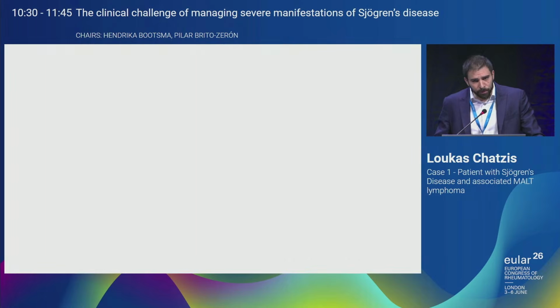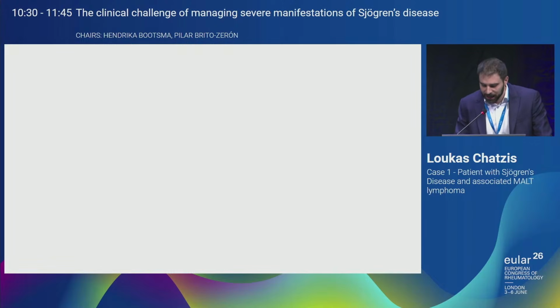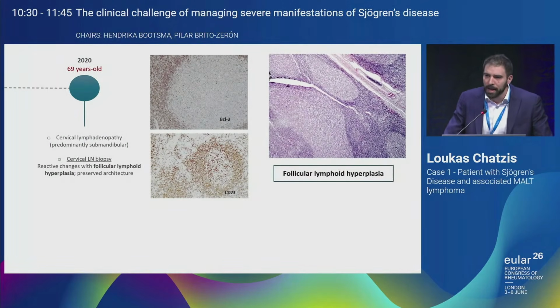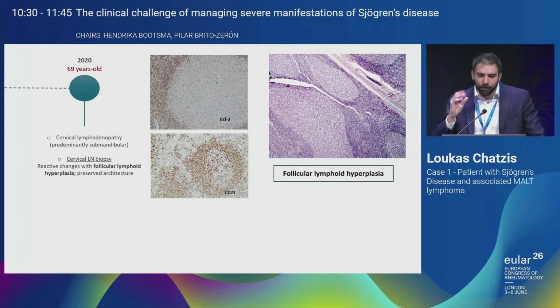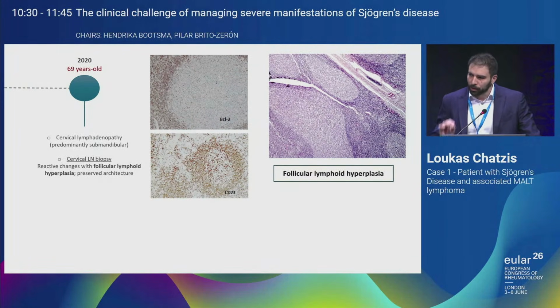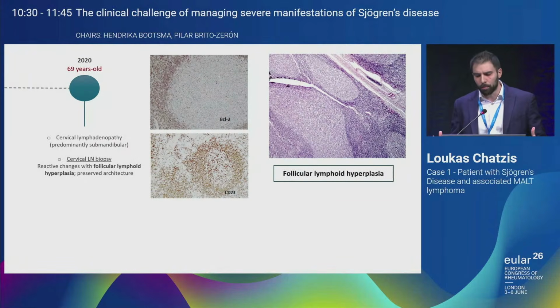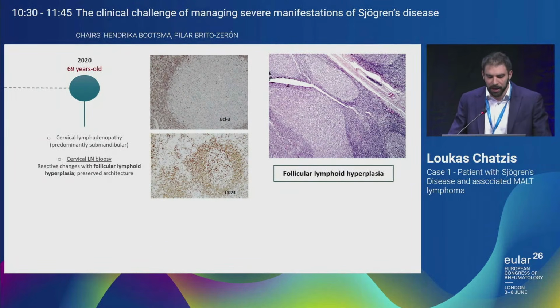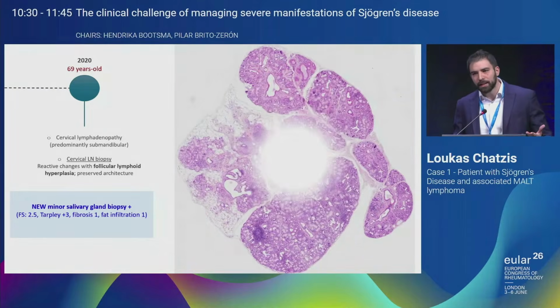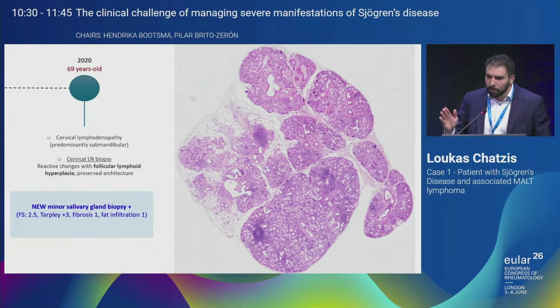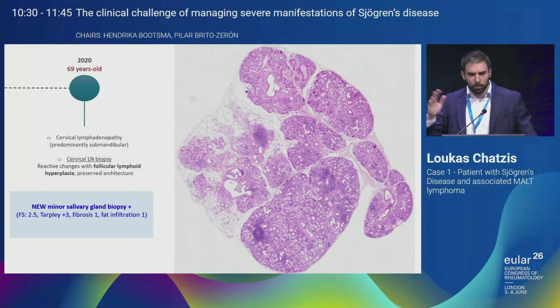Over the following years, our patient continued to exhibit features suggestive of chronic B-cell activation. In 2020, she developed cervical lymphadenopathy. A lymph node was obtained, and it had features suggestive of autoimmune lymphadenopathy with a follicular lymphoid hyperplasia, with a rich dendritic cell network associated with a high CD23 positivity. However, the nodal architecture was preserved. At this time, we repeated the minor salivary gland biopsy that prima facie had similar findings, a focus score of around 2.5. Just recall that it was 3 before.